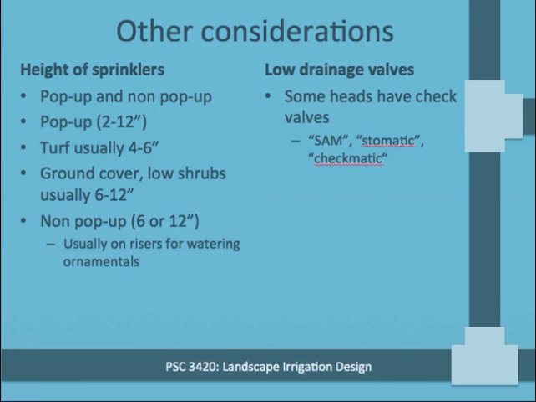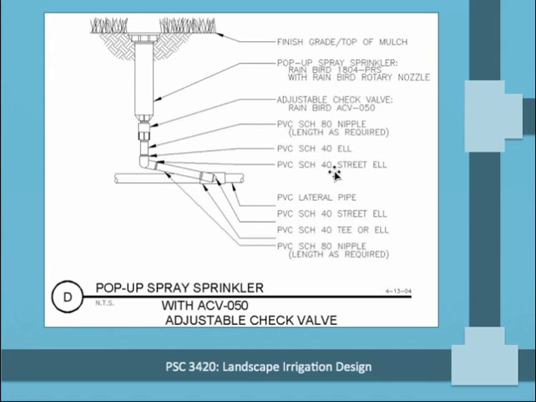Now, the idea of low drainage valves. In that case, we're talking about sprinkler heads that have a built-in check valve of some kind, and you see some terms here that I've seen in the industry to denote that. So SAM or Seal-O-Matic, or sometimes I've seen Stow-Matic or Check-Matic. Those are just trade names that indicate the fact that those particular sprinkler heads have check valves built in. And here you see a schematic of a sprinkler head. And let's see, I want to just point out right here it's noted adjustable check valve right here.